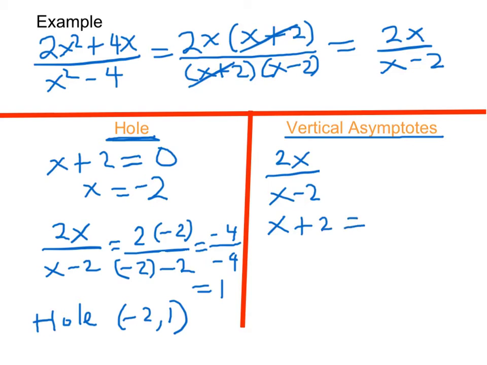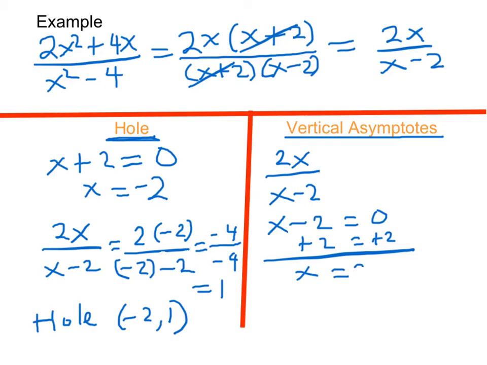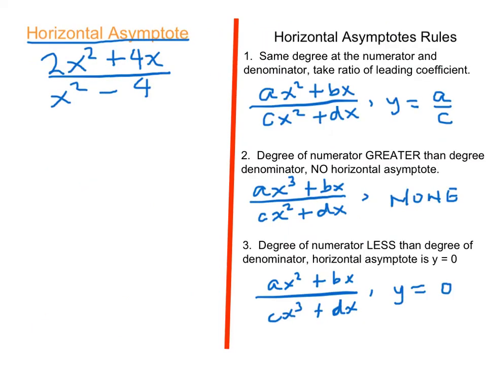I need to erase that and call it x minus 2. X minus 2 equals 0. That leaves us, when we add 2 to both sides, x equals 2. So the vertical asymptote is at the line x equals 2. Now let's look at the horizontal asymptote.